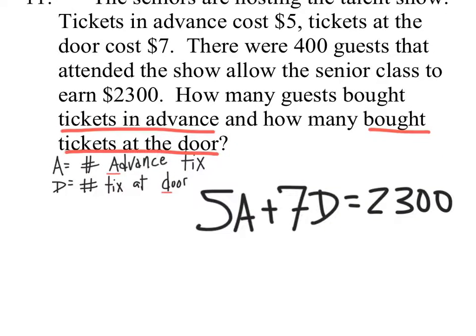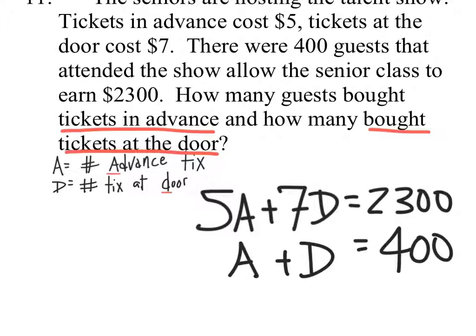Do we know anything else? We sure do. I see that it says that there were 400 guests. That's a lot of people. So there were 400 people there, and those people either purchased tickets in advance or at the door. So we've got these two equations, and we can figure now how much the value was of people purchasing tickets in advance or at the door.